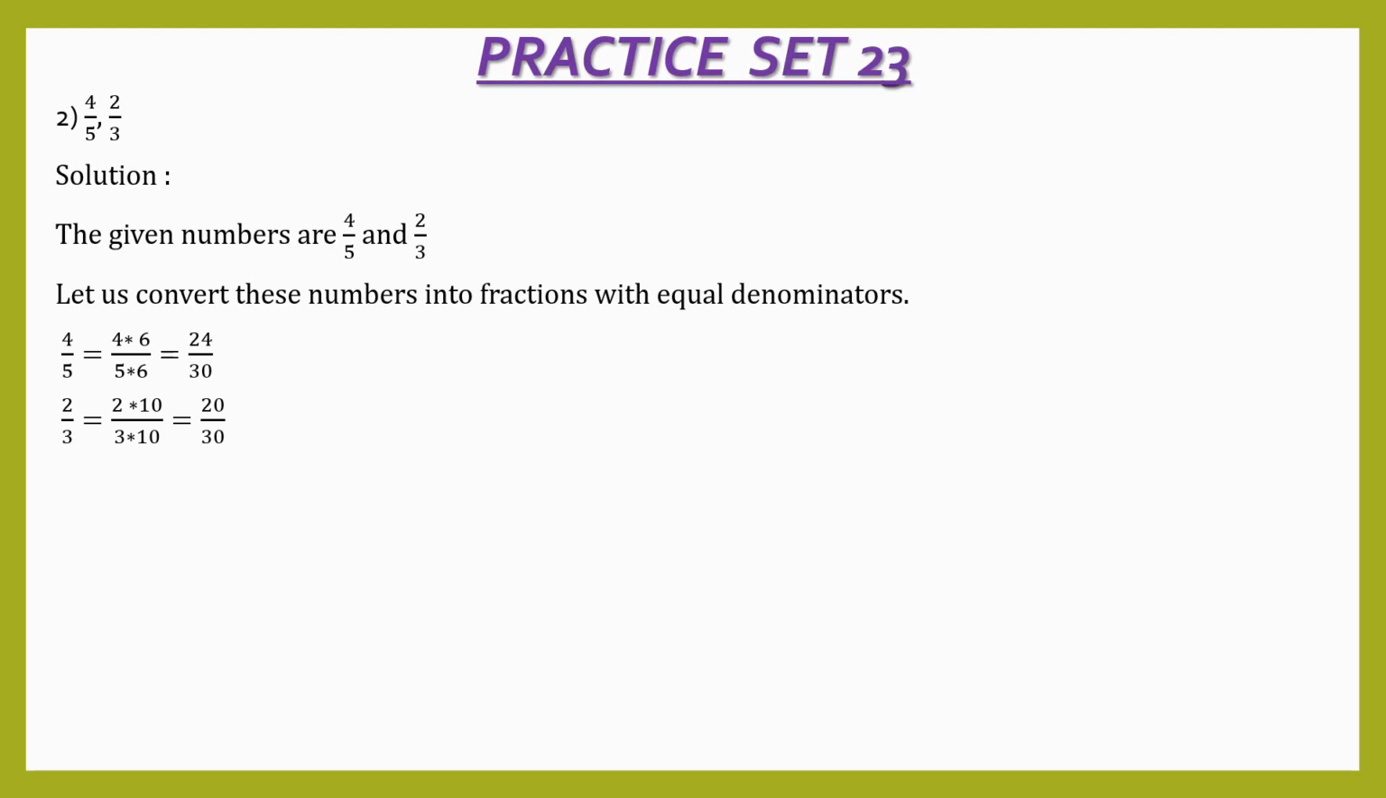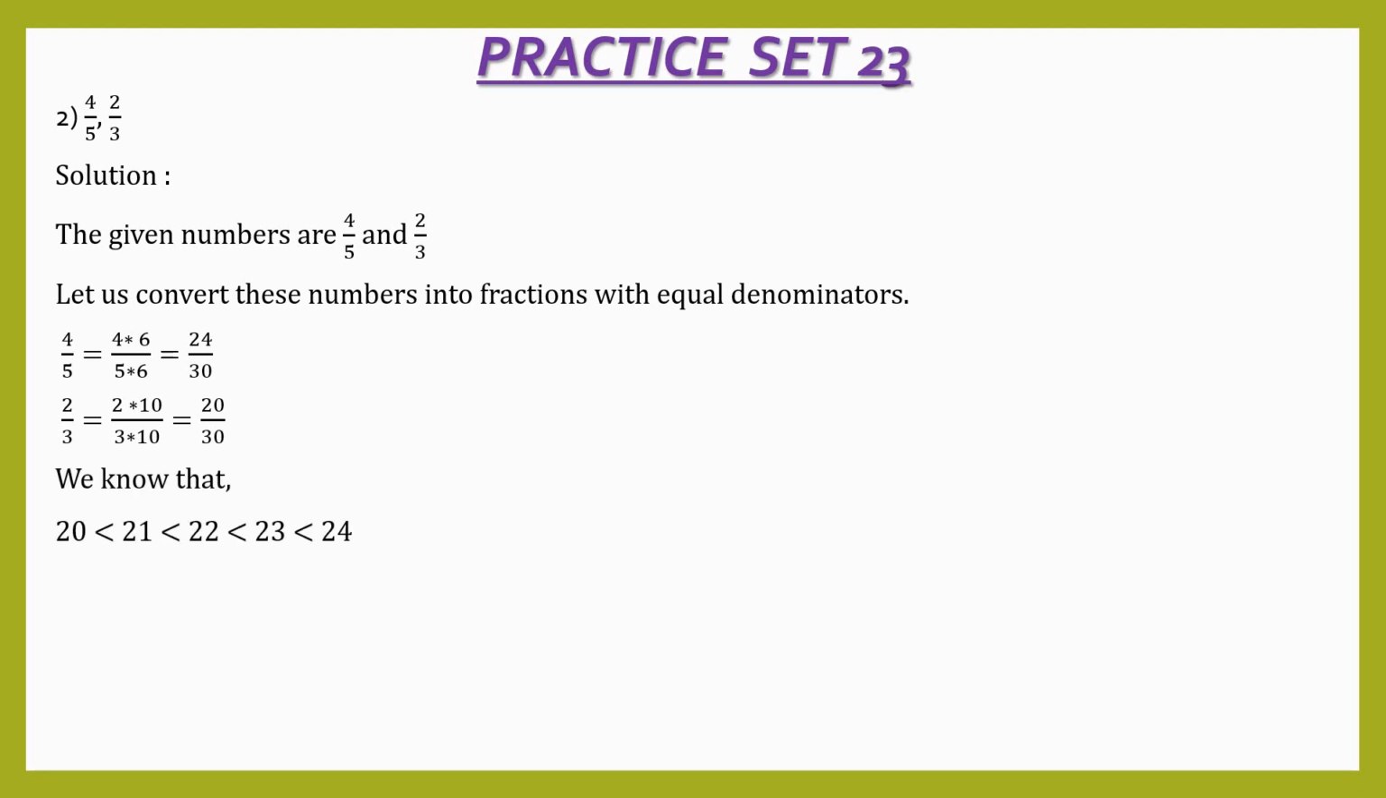Similarly, we are going to multiply the second number 2 upon 3, numerator and denominator both with 10. So we will get 2 into 10 upon 3 into 10, which will be equal to 20 upon 30. Now we have both equal denominators, so we can find three rational numbers that lie between these two rational numbers.